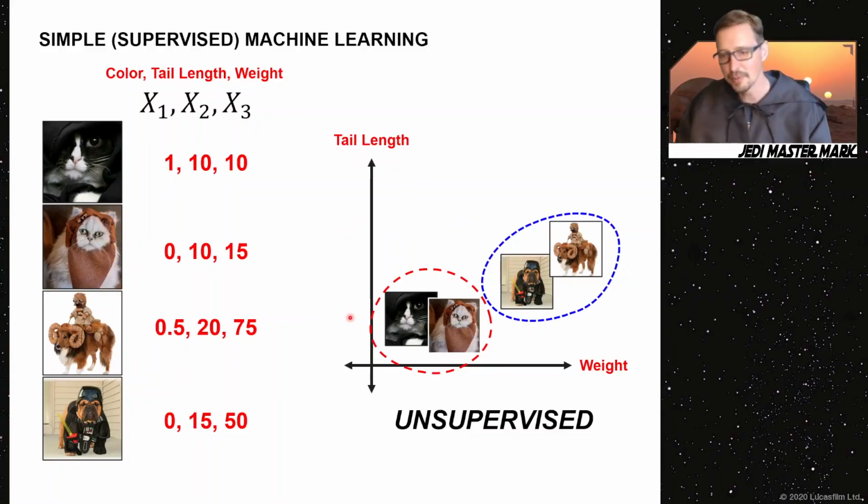And so what unsupervised machine learning might do is start to look at relationships between the inputs. So it starts to look at weight and tail length and notice that this might be a cluster and this might be a cluster, which just so happen to coincide with cats and dogs. But these algorithms don't know that term. They're just looking at the relationships between the inputs.